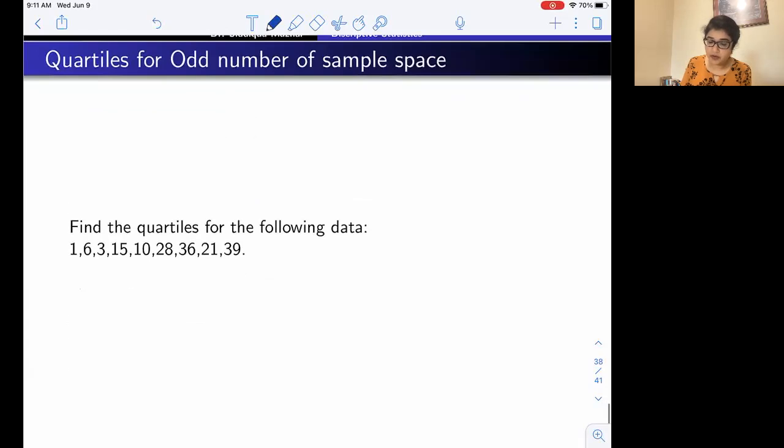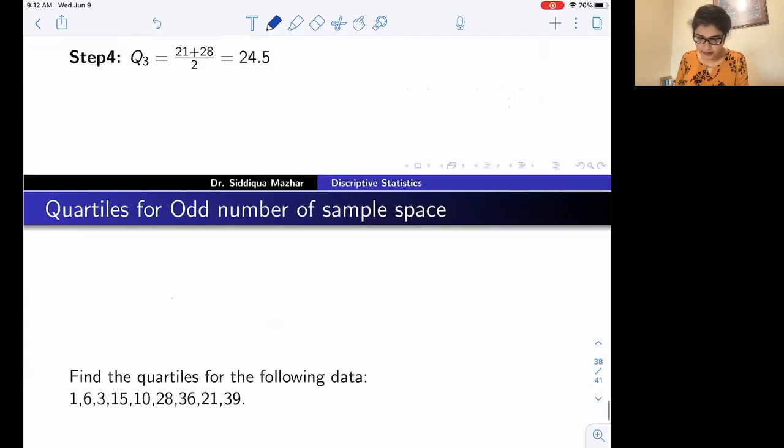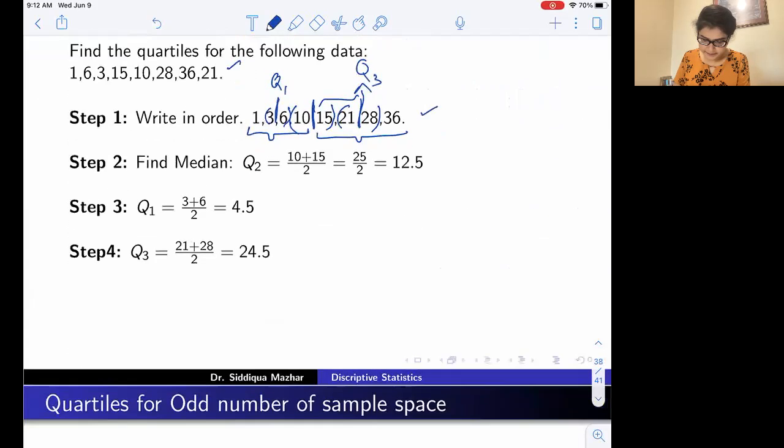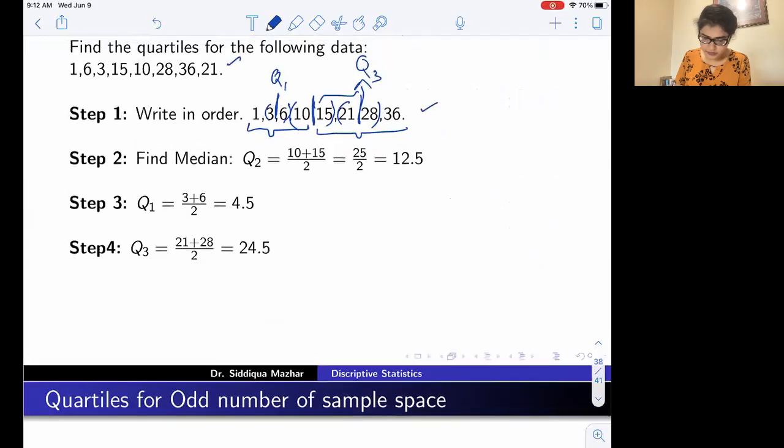If you have an odd number of values, what you will do is, I have added one more value after it. So this is what it looks like.